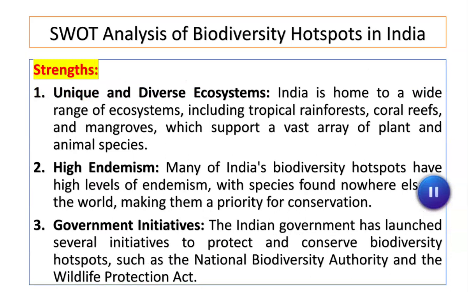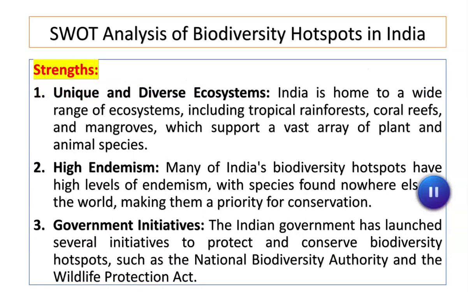SWOT analysis of a biodiversity hotspot in India. Now let us apply this SWOT analysis technique to a biodiversity hotspot. A biodiversity hotspot means, as I said, the place wherein the flora and fauna are abundant. Number one, unique and diverse ecosystem. India is home to a wide range of ecosystems, including tropical rainforests, coral reefs, and mangroves, which support a vast array of plant and animal species.